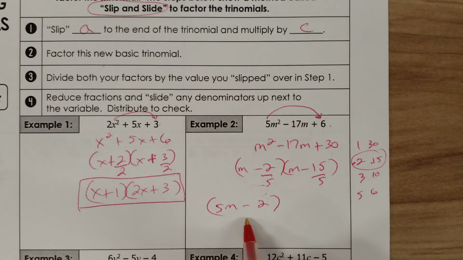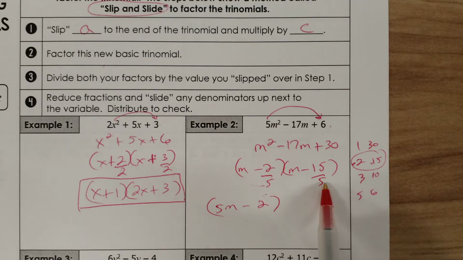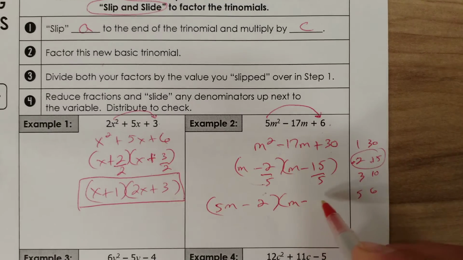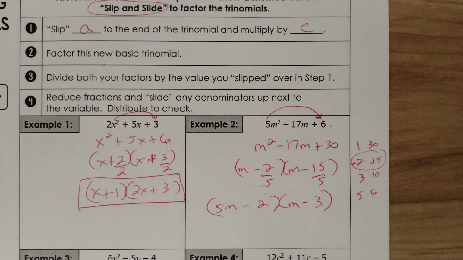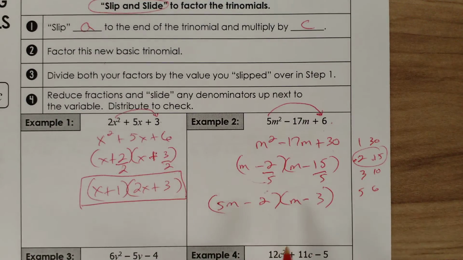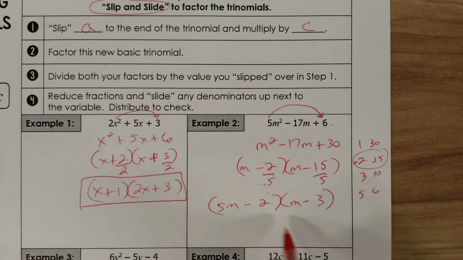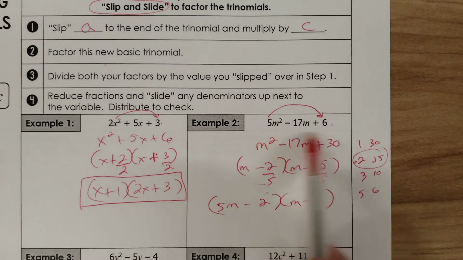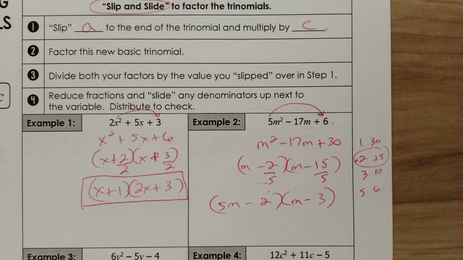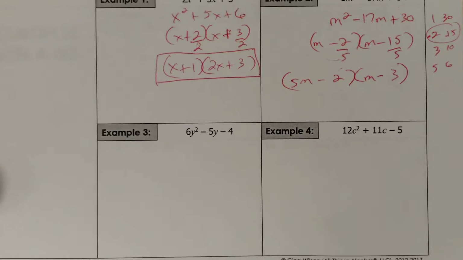So there's one of my factors. Now 15 over 5, though, that reduces. 15 divided by 5 is 3. So I can just leave it just like that. And now it's factored. And if you want to FOIL this, you can check it, and you should get what we started with there. I'll let you guys worry about the check. Let's look at another example.